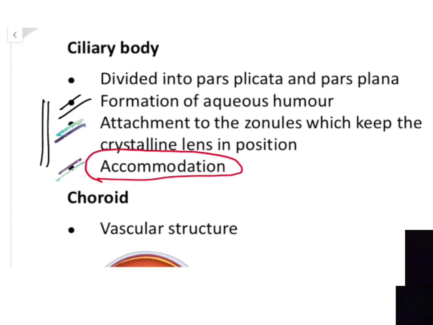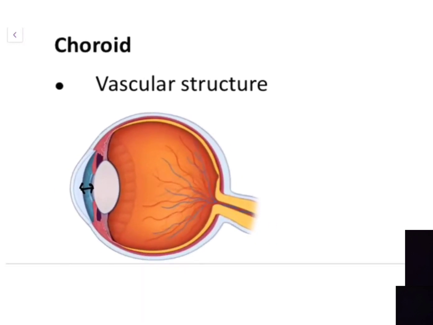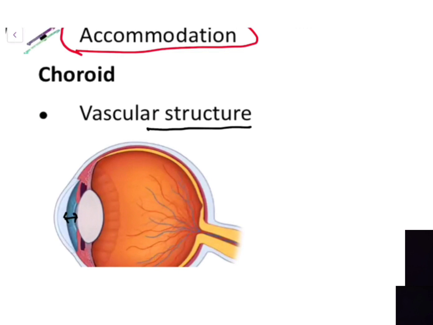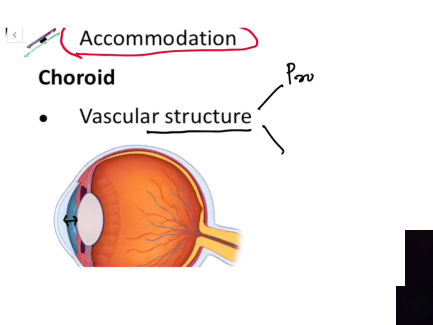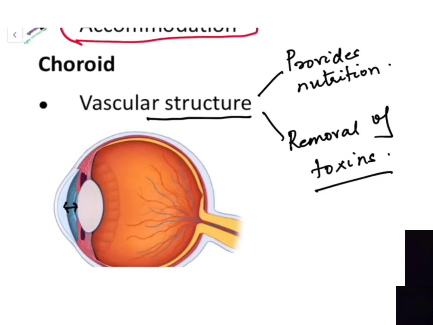Now, how about the choroid? Now see, the choroid is this red structure which is sandwiched between the outer fibrous and inner nervous coats, and it is the most important vascular structure of the eyeball. So what does it do? It obviously gives blood supply, which means that it provides nutrition, and at the same time it is also responsible for the removal of toxins, because it is the main vascular structure. Correct? So this is our middle vascular coat.